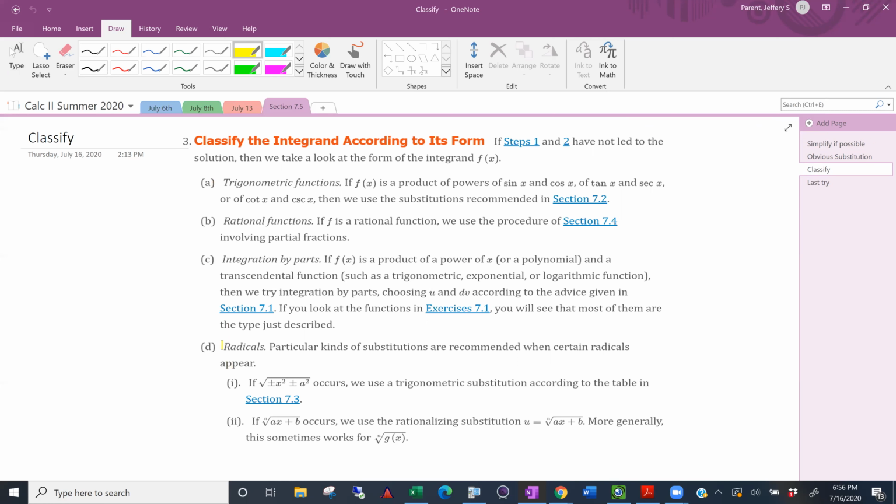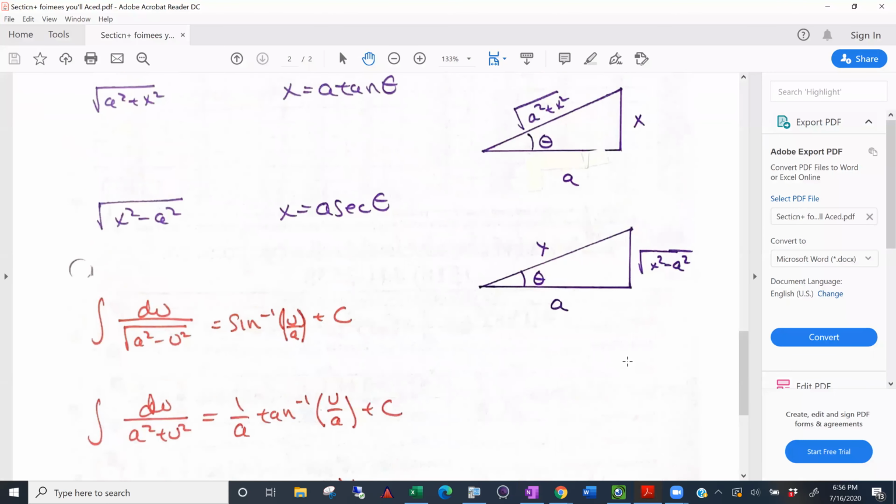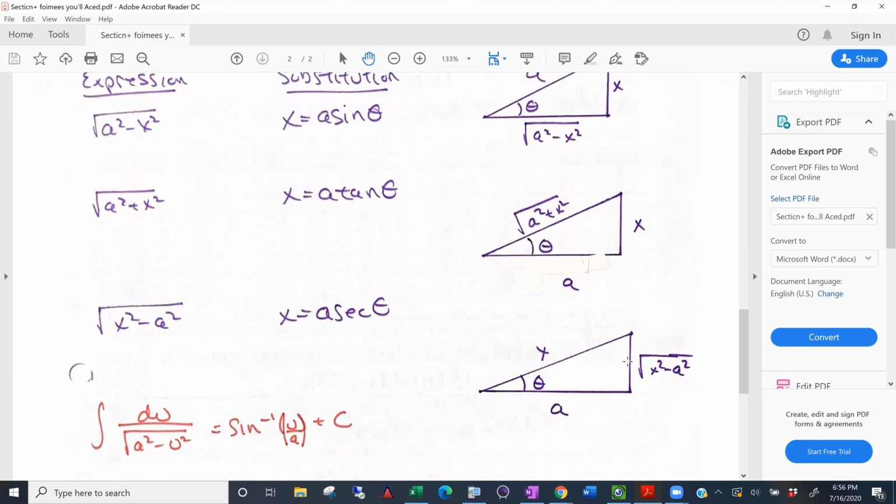Not quite so much with radicals of a certain form. So we had some substitutions from section 7.3. If a radical occurs in, say, this kind of form, then maybe some of these substitutions from section 7.3 will work. I think I sent those to you in a handout. So that's these substitutions here.